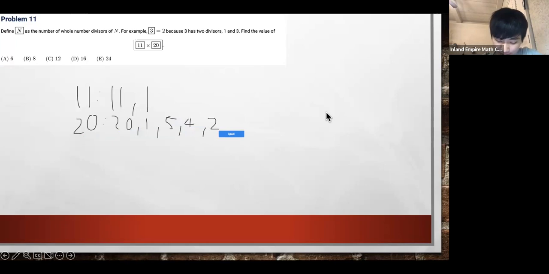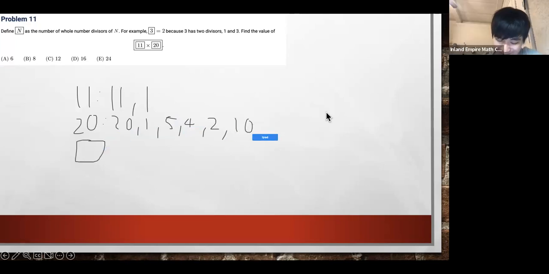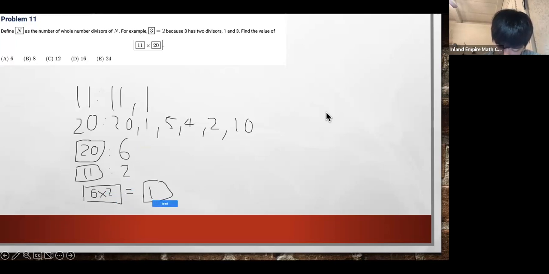So what this means is that we will get, oh, I forgot 10. Sorry, yeah, you're right. I did forget 10. Okay, so that would be 6 divisors. And so that means that the square around 20 is just 6, and the square around 11 is 2. Then what we need to find now is the rectangle around 6 times 2, which equals the rectangle around 12.